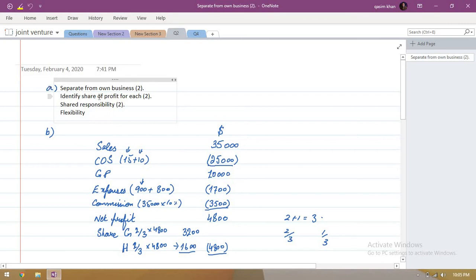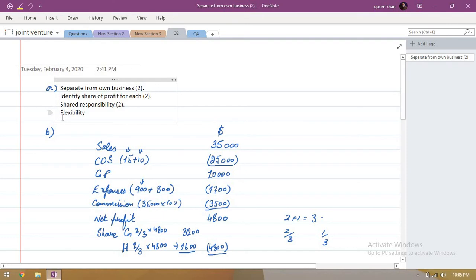Then, identify share of profit for each. It is easy to identify each venturer's profit in case of a joint venture, to avoid disputes. Share responsibility: responsibility will be shared among all the venturers. In case of a sole trader, you are solely responsible for everything.